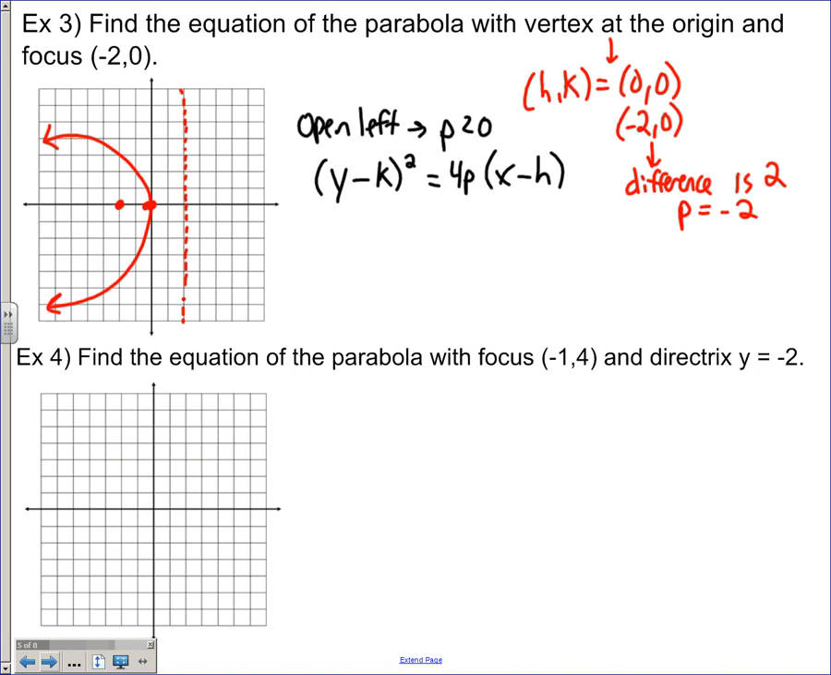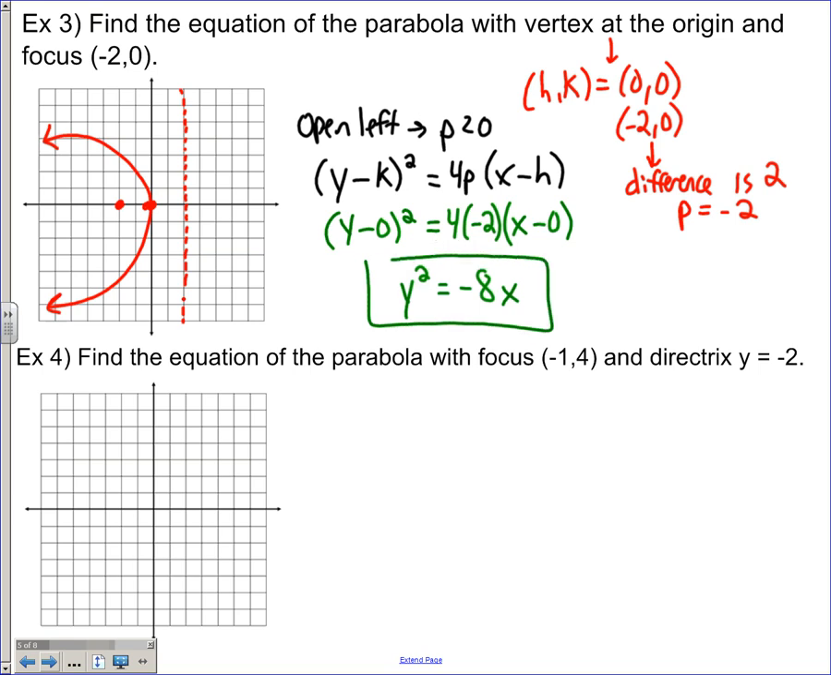So we're going to start to plug in our h, k, and our p value, and we'll get our equation. So h and k are both 0, so we would get (y minus 0) squared equals 4 times -2 times (x minus 0). And simplifying things a bit, we get y squared equals -8x. So there's our final equation for the parabola.